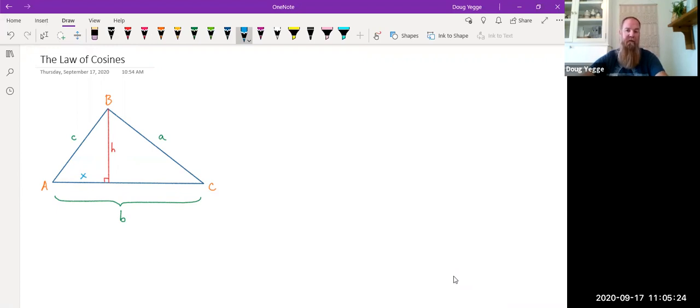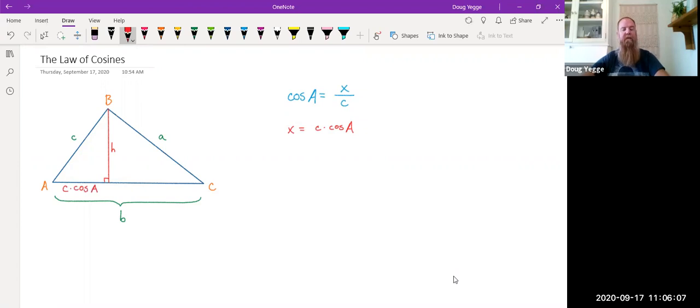Now we're going to look at a few trigonometric relationships in that triangle. So we're looking at this triangle for now on the left side. Okay, so we know that cosine of angle A is going to equal the adjacent side of X over the hypotenuse of C. So notice if we multiply both sides by C, that means that that base of X is actually C times cosine of A. So that means that we could actually come down here and realize that this base is C cosine of A.